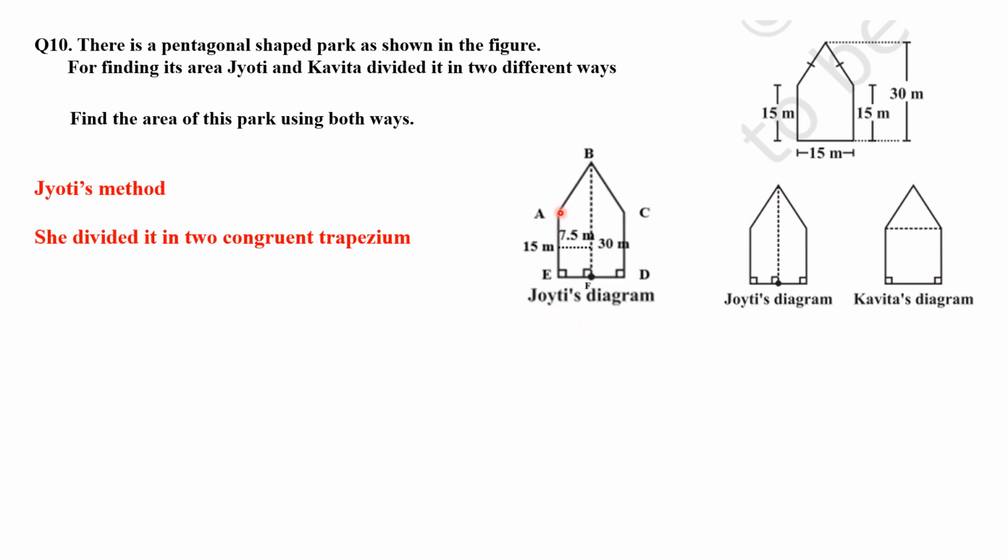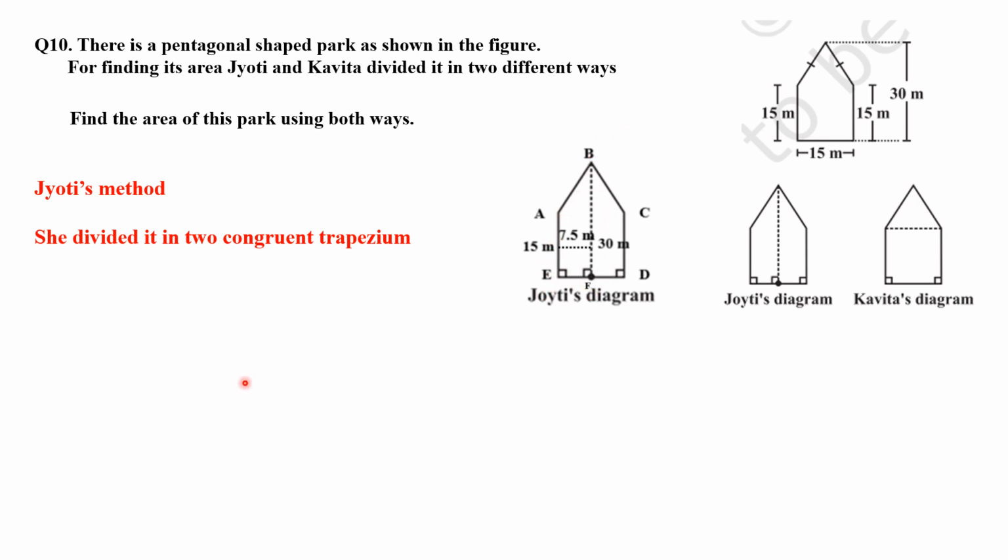Now what did Jyoti do? She has divided this into two congruent trapeziums. Okay, so you find the area of one trapezium and multiply it by 2. I will get the area of this complete park using Jyoti's method. So she has divided it into two congruent trapeziums. Now I am going to name this trapezium. I have labeled all the vertices over here: A, B, C, D, F and E.